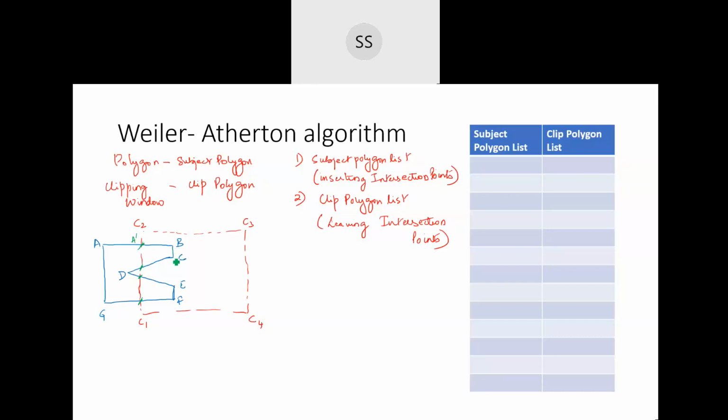Then I have CD. Okay, so it is going out, so here I can name it C dash. Then I have DE. In DE, the intersection point I can name D dash. Then I have EF, both the points are inside, I don't have to worry.